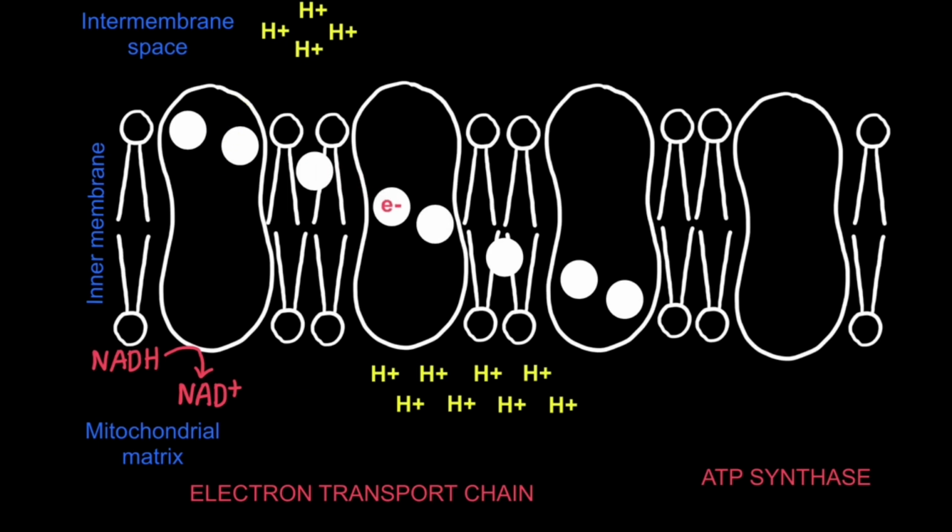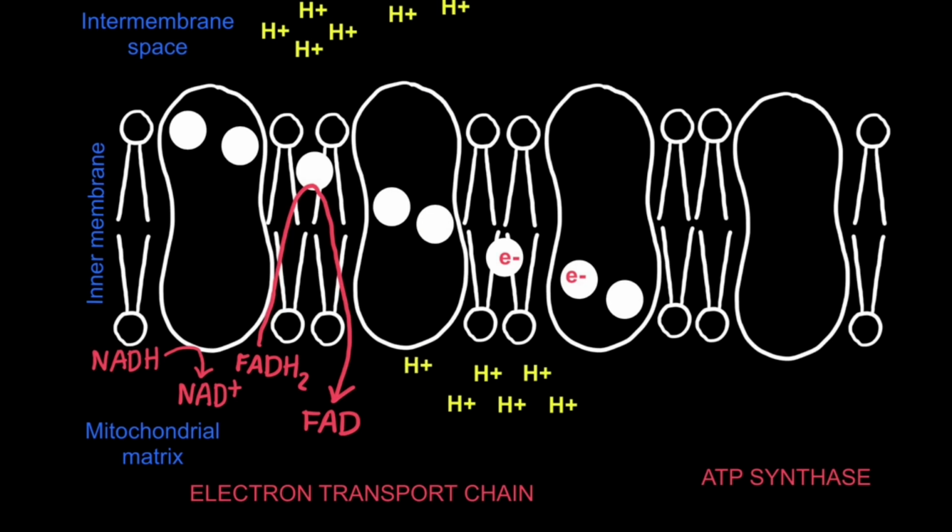FADH2 enters the electron transport chain at a lower energy level than did NADH. The FADH2 is also oxidized into FAD, releasing electrons which are picked up by the electron carriers in the chain. These electrons continue to pass down the series of electron carriers and with each successive carrier release energy. This energy continues to be used to pump protons or hydrogen ions from the mitochondrial matrix into the intermembrane space.